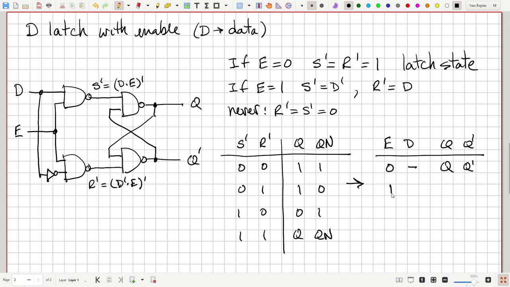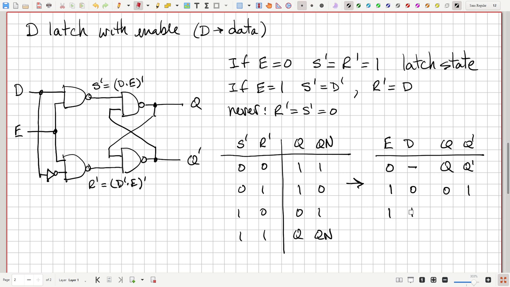If the enable is equal to 1, then D can either be 0 or 1. If the enable is 1 and D is 0, then R prime is 0, and S prime is the inverse of that, which is 1. So that's this row right here. So Q and Qn, which are now Q and Q prime, are 0, 1.